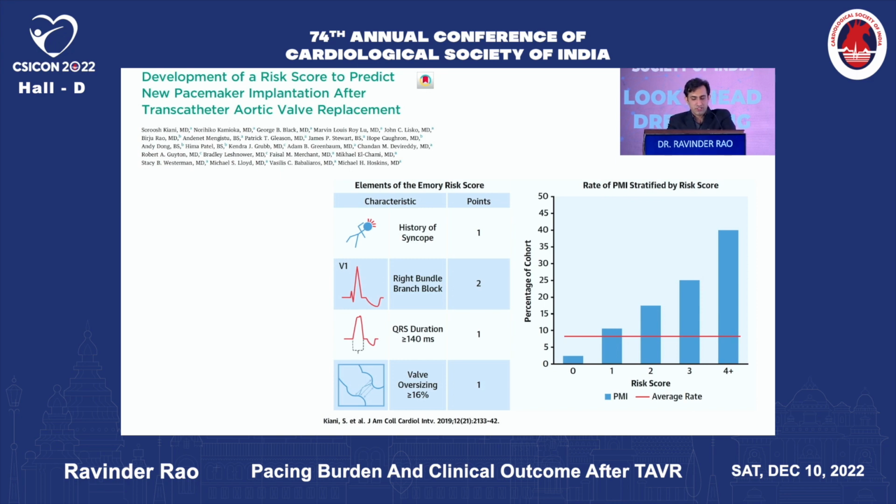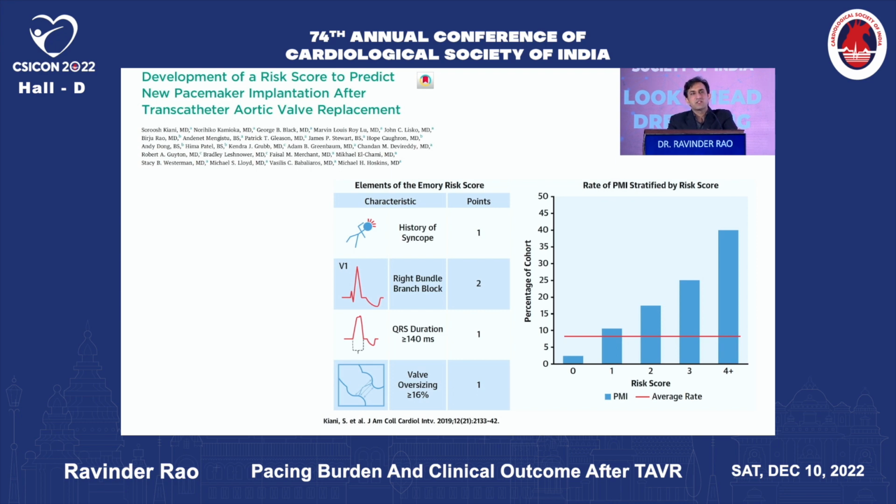History of syncope, 1 point; right bundle branch block, 2 points; QRS duration, LBBB more than 140; and valve oversizing of more than 16%. The last point is a little bit into detail. Valve oversizing is the difference between the annulus area and the valve area, divided by the annulus area.